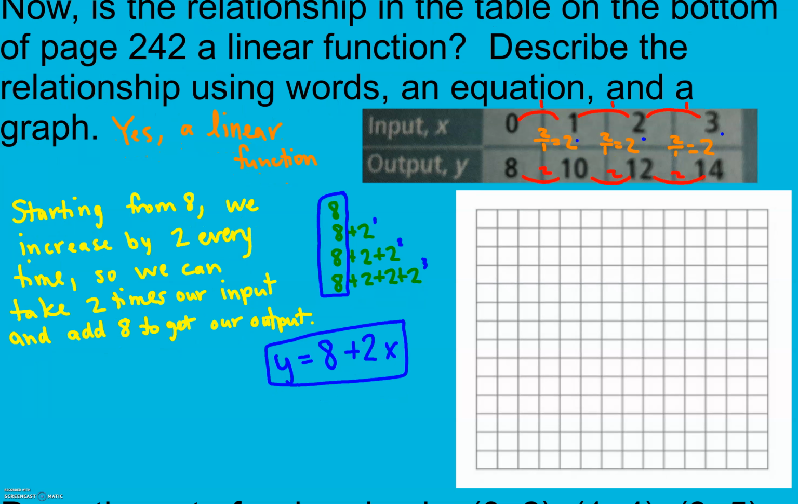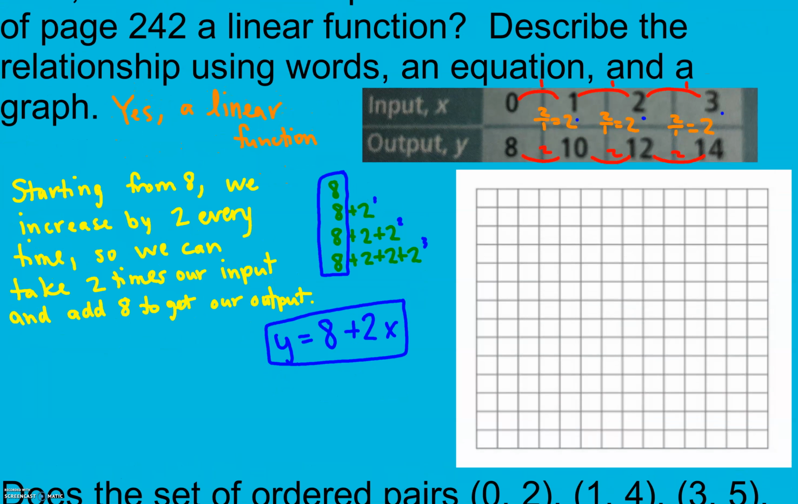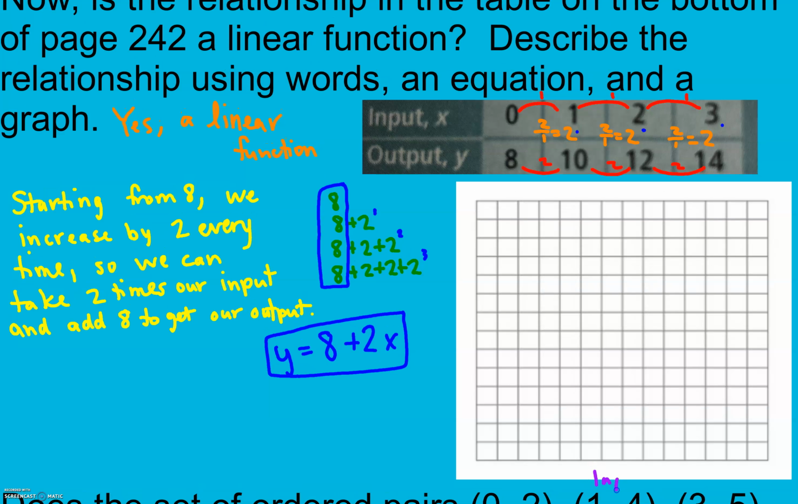And a graph. So here, my input is just x. And here we go, 0, 1, 2, 3. My output is my y, and it's 8, 10, 12, 14. So I can either go by 1s here or by 2s. I'm going to go by 2s. So 0, 8, 1, 10, 2, 12, 3, 14.